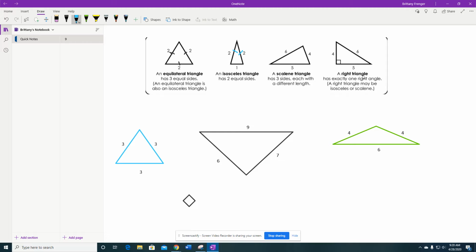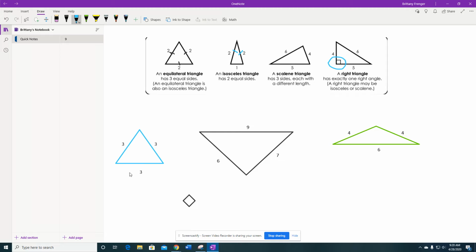And your last one is a right triangle. The right triangle is, for the most part, an easy one to recognize, but sometimes can be tricky if it's turned a different way. So I'll give you a trick later on how to figure that out. But a right triangle has exactly one right angle. So we always look for the right angle. You could put a little square in there to help you. But it can be an isosceles or it can be scalene. Just depends on the size of the sides.